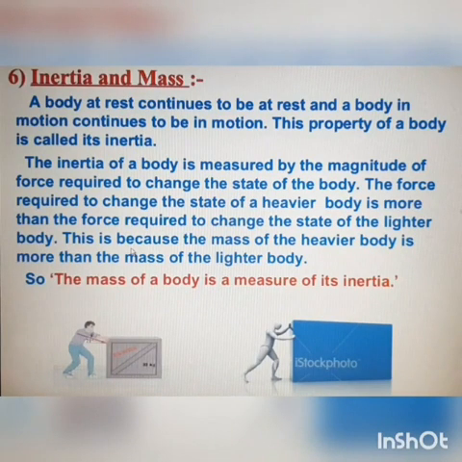The force required to change the state of a heavier body is more than the force required to change the state of a lighter body. This is because the mass of the heavier body is more than the mass of the lighter body. So, a body of more mass will have more inertia. That means it will try more to be in its state of rest or of motion. That is why we can say that the mass of a body is the measure of its inertia.